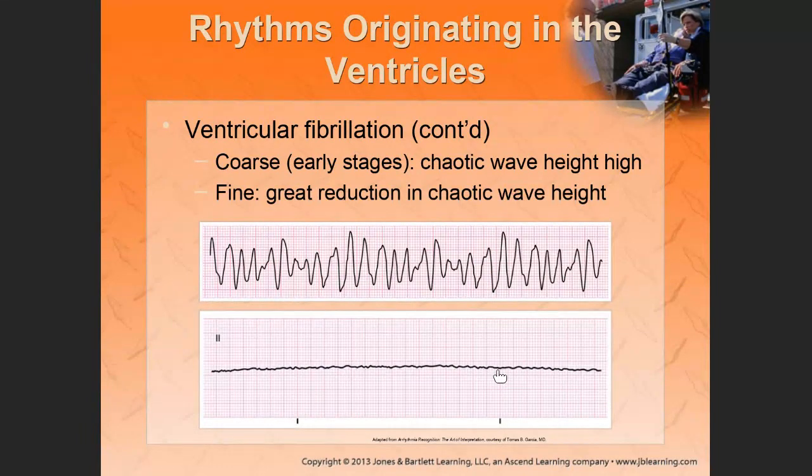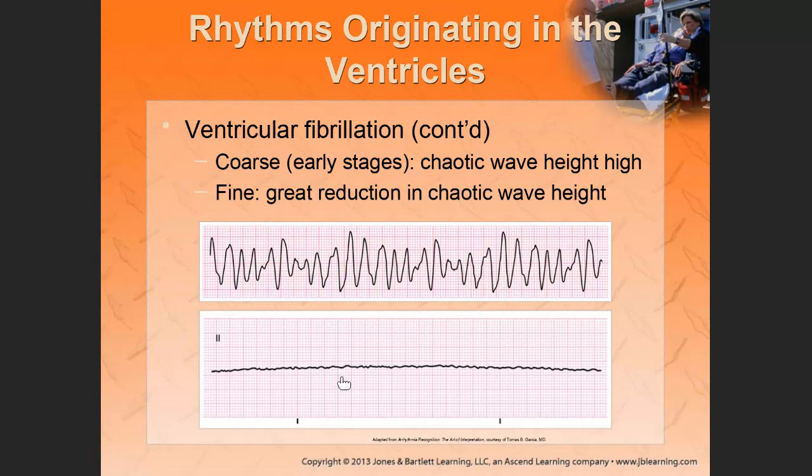All right, so one person said the top one looked like ventricular fibrillation. Correct. So the top one does look like ventricular fibrillation. What does the bottom one look like? The bottom one looks like a flat line, right? Which is asystole.